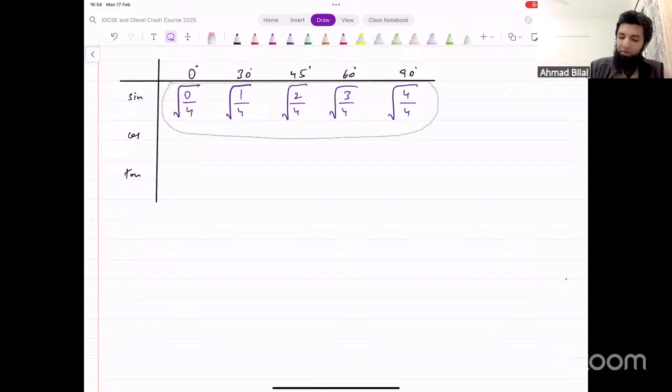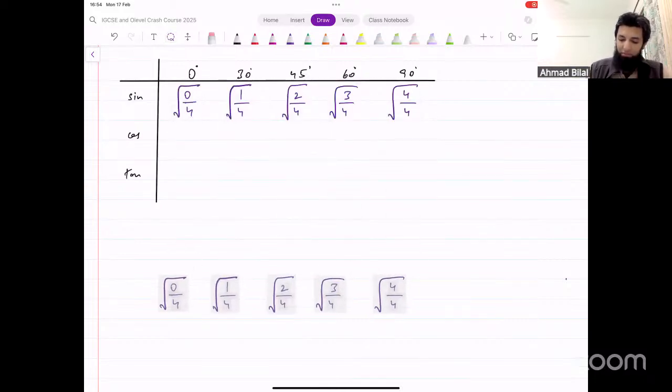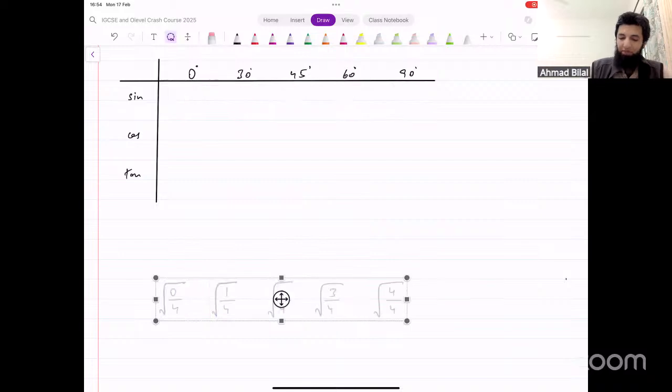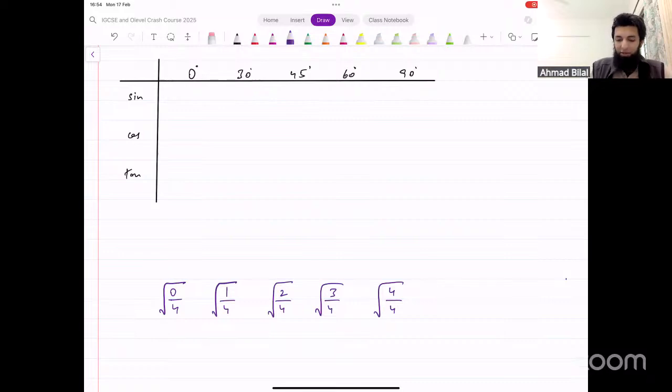You write numbers 0, 1, 2, 3, 4. Let me show that to you here now. So I can write down the actual values using this. You write numbers 0, 1, 2, 3, 4 in the first row. Divide all of them by 4 and then take square root. Okay, now what's the first value? 0 over 4, that's a 0. So sine of 0 is therefore 0.